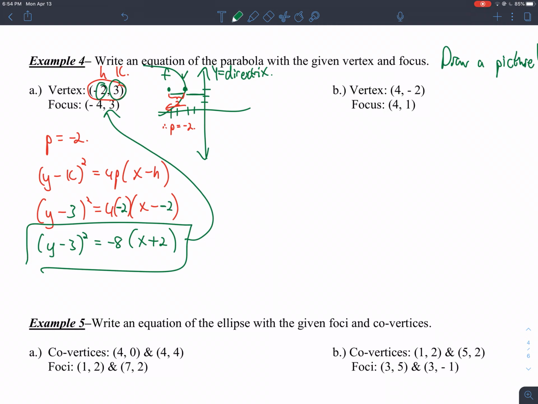Okay, there's another one. I'll let you do that. Same thing, draw a picture, find p, and just plug stuff in. Okay, find p and plug stuff in.